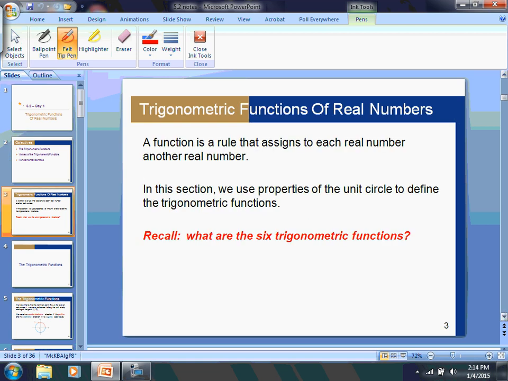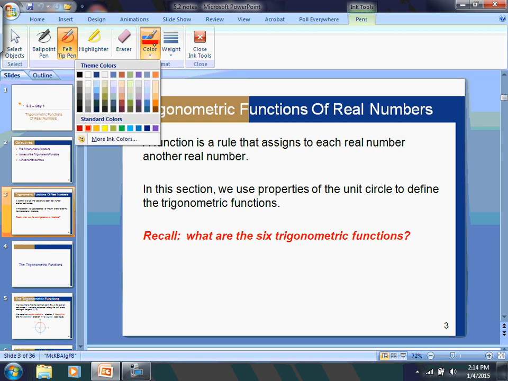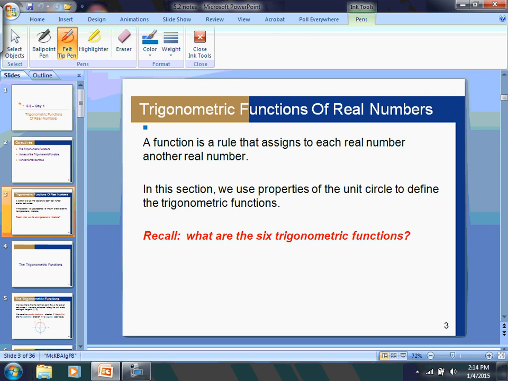Now remember that a function is a rule that assigns to each real number another real number. So when we have our trigonometric functions, they're just rules that are telling us how to evaluate a specific number. So we're going to use the properties of the unit circle to help us define those trigonometric functions. And the 6 trigonometric functions that you should be familiar with that you've used in the past are sine and cosine and tangent.